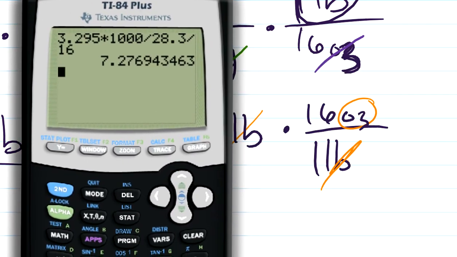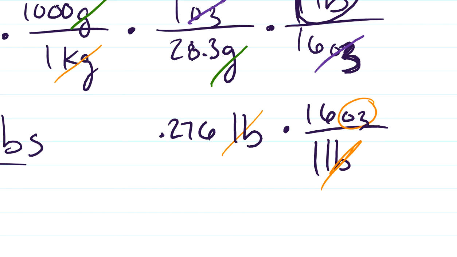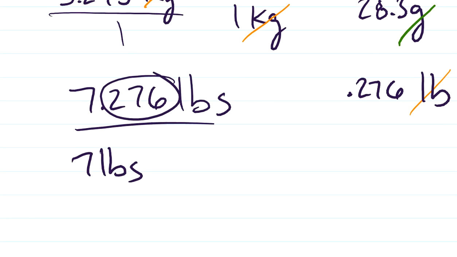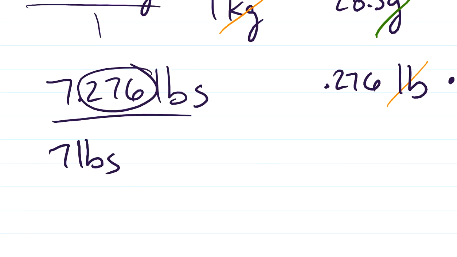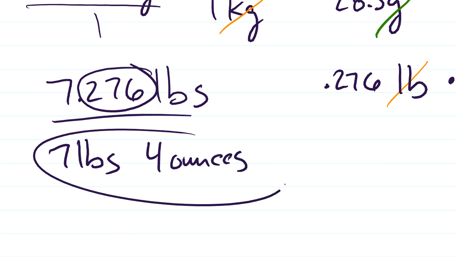Let me throw this calculator over here. So 0.276, and I'm going to multiply that times 16. And I'll just round this to the nearest whole ounce. So I'll say 4 ounces, right? It's a little bit more than 4 ounces, but it's not 4.5. So I'll say that the baby weighed 7 pounds and then 4 ounces. So there's my answer in pounds and ounces.